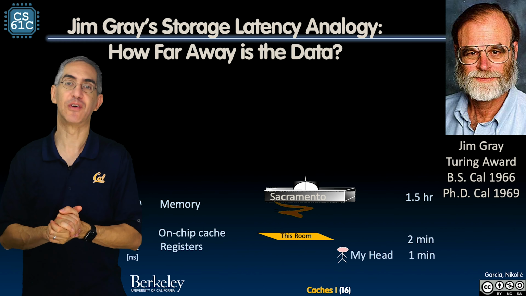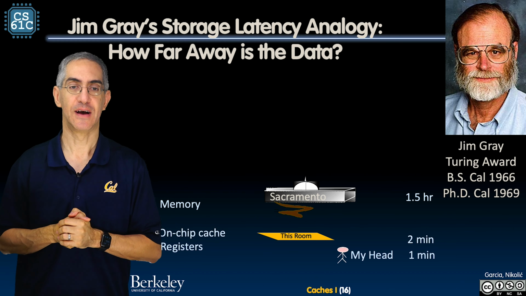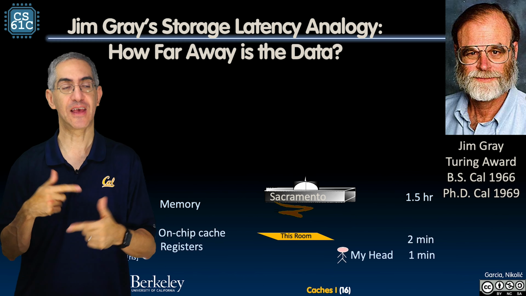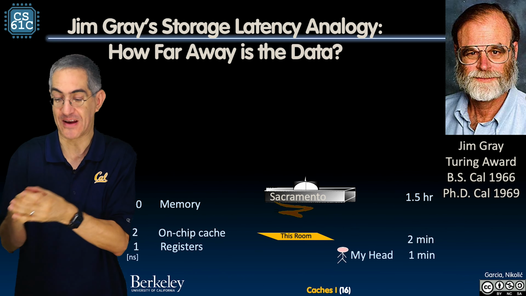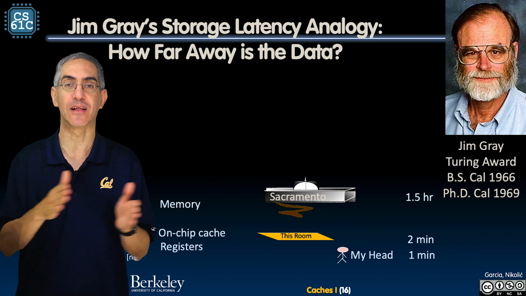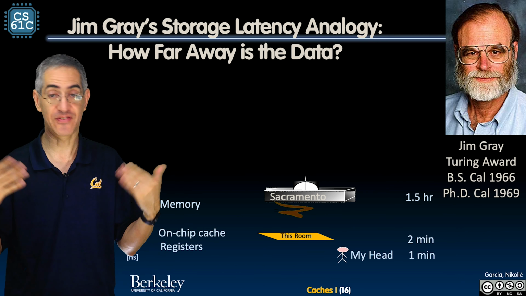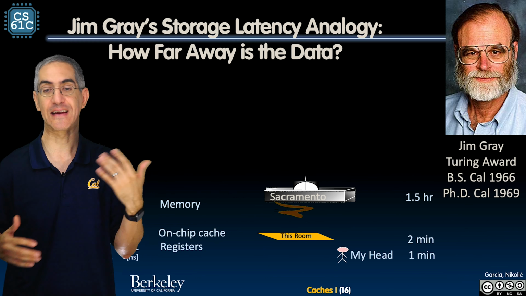Jim Gray was a Berkeley alumnus, got his bachelor's and PhD at Berkeley. He came up with this beautiful analogy, thinking about if you had a piece of paper with a secret thing on it, like a password, and you needed to get it, how long would it take? That was the library analogy. Now, what if you had the same idea, but in terms of relative speed to how long it would take to get to something?